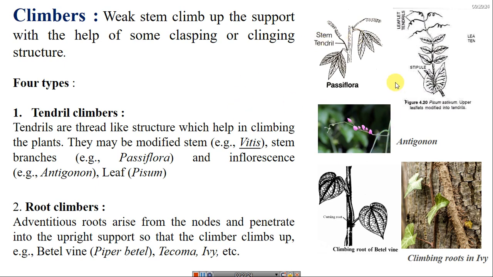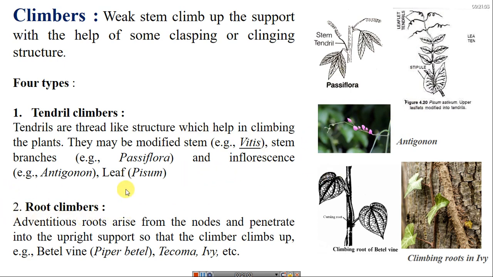So we see a stem modification into tendrils in case of pea, right? Sorry, the leaf modification in case of pea, or in case of Passiflora, we see that stem branches get modified into tendrils. And in Antigonon we see that the inflorescence is modified into a tendril. So these structures help the plant to climb over the supporting wall or any other plant.